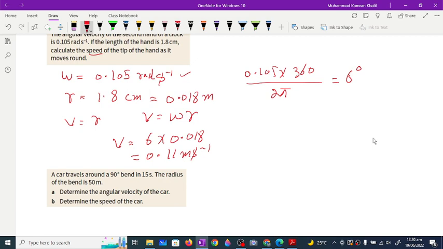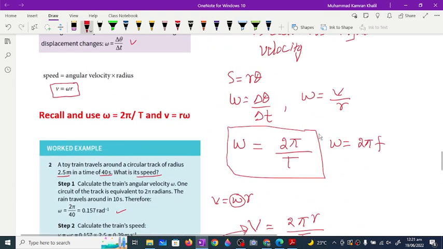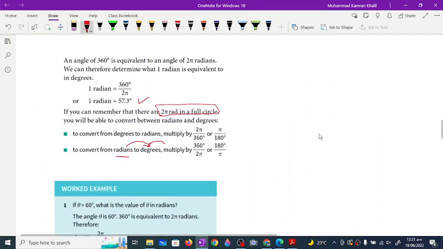The other one is the next question. Now this is a good question. A car travels around a 90 degree turn. Now the angle is given, theta is equal to 90 degree. Time is given, radius is given. He is saying that angular velocity omega is equal to delta theta over delta t.